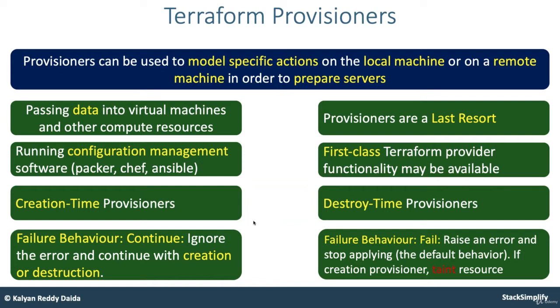For these provisioners, there is a failure behavior of continue or fail. If your provisioner fails and you want to continue, you can use the continue tag in your provisioner code so that it will ignore the error and continue with the creation or destruction of the resource. If you don't provide the continue tag, the default behavior is fail. So it will raise an error and stop applying the changes. If it is a creation time provisioner, it will even taint the resource.